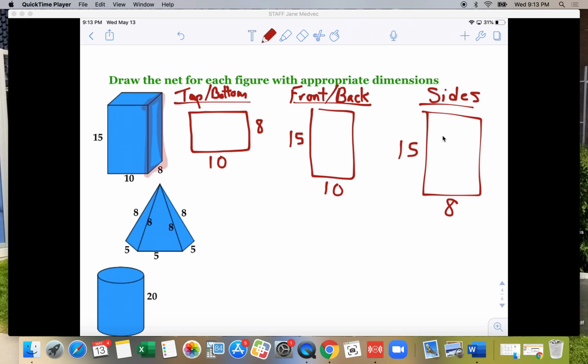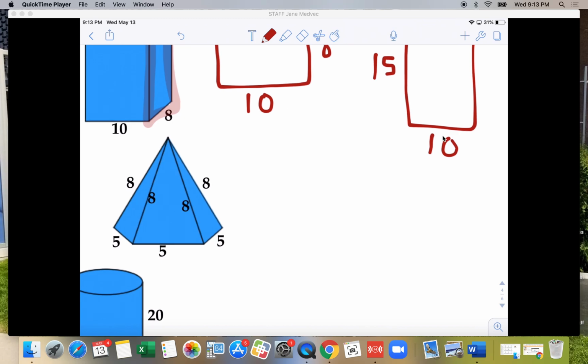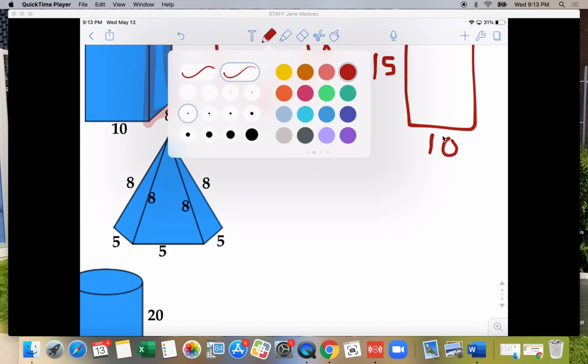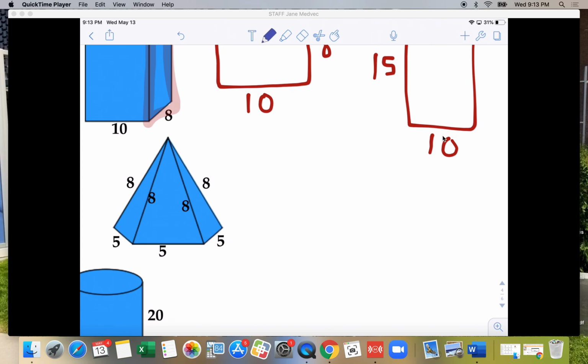Now let's take a look at this figure. It's really hard to see the bottom, so I'm going to tell you that the base, or you can call it the bottom, is a pentagon. And of course, pentagon means 5 sides. So I'm going to go ahead and draw that base like this.